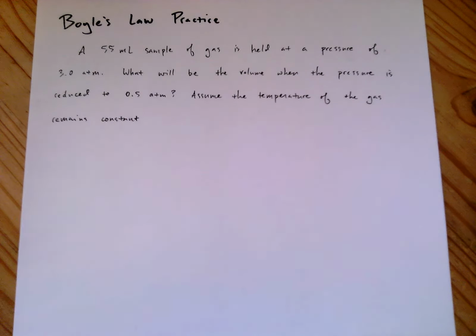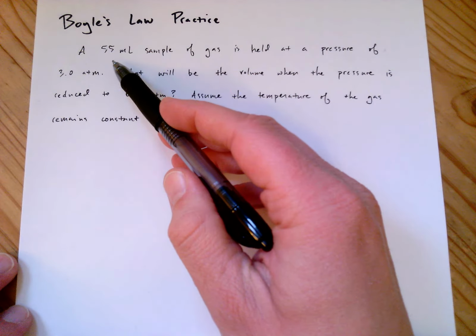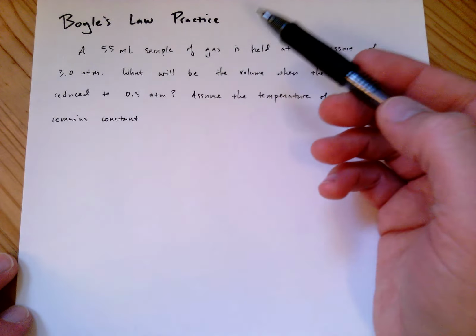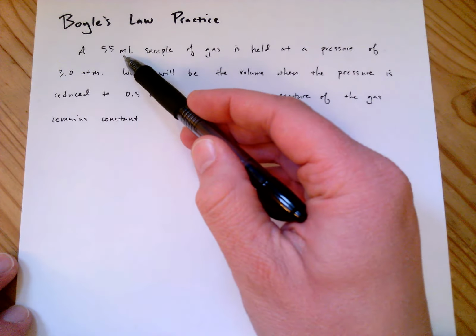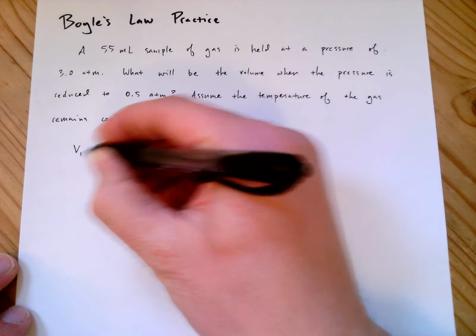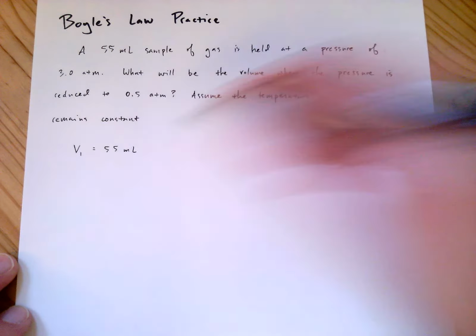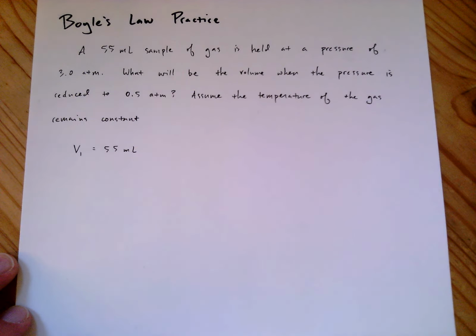The other way that we can kind of tell is by just reading and labeling the information the problem gives us. So first piece of information, 55 milliliter sample of gas. Since the unit is milliliters, I know that's a volume. Let's call that volume 1. And it doesn't have to be milliliters. It can be liters, it can be gallons, it can be whatever unit.